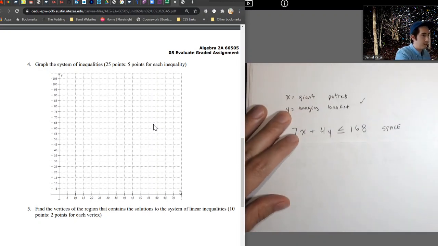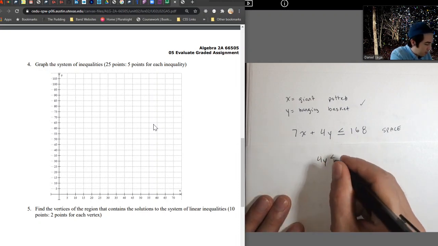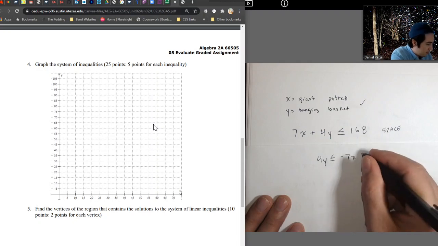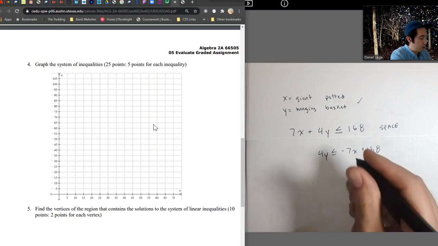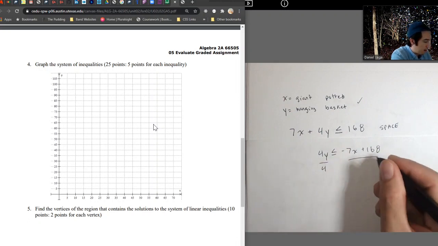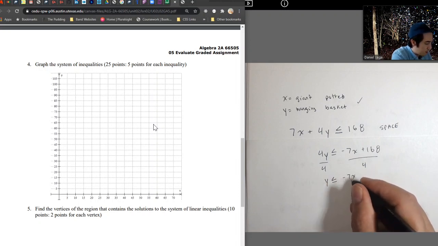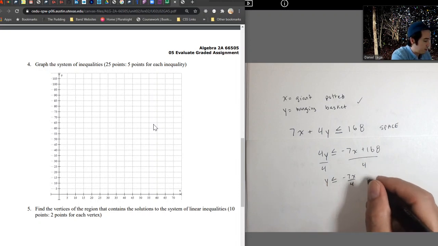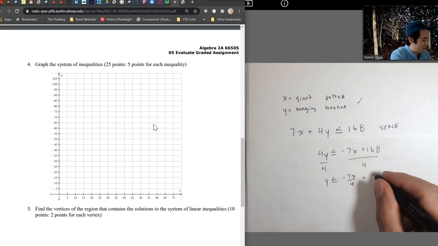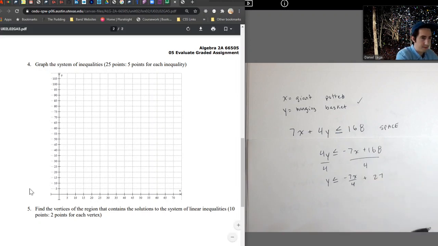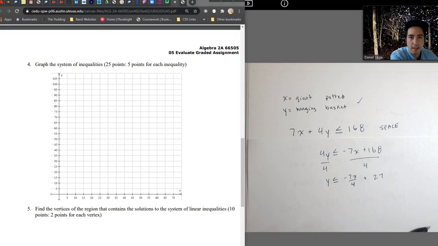If I was going to graph this example here, 7x plus 4y, I would make it 4y is less than or equal to negative 7x plus 168, right? Just move the 7x over and then divide by 4, and you get y is less than or equal to negative 7x over 4, or negative 7/4 x plus 27. So it's going to graph that line, which I can do pretty easily.